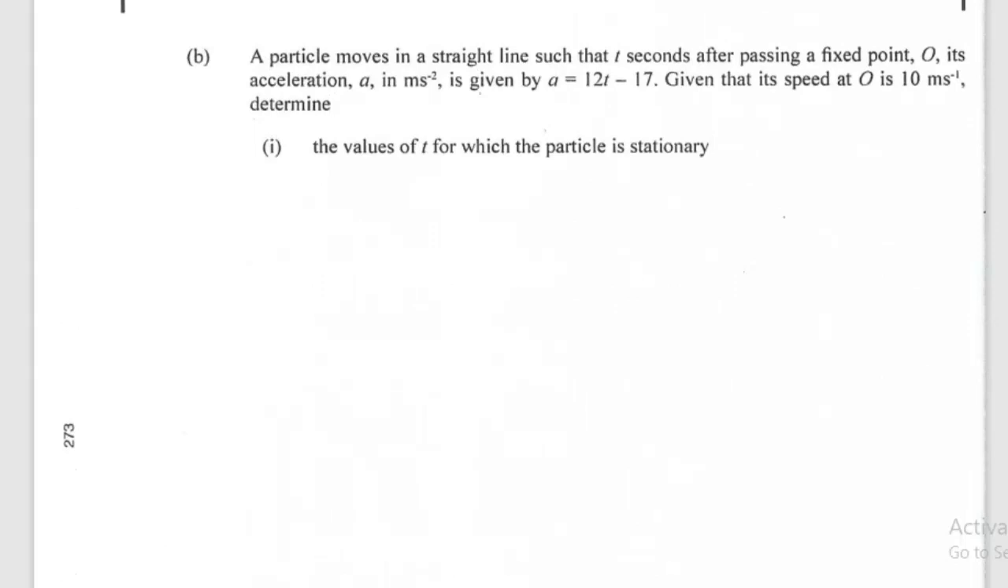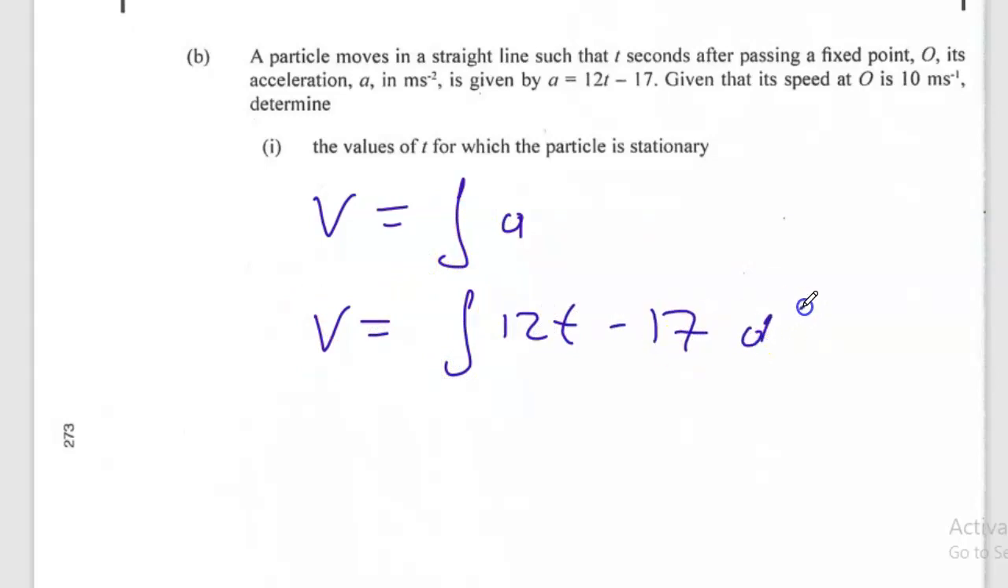A particle moves in a straight line such that t seconds after passing a fixed point O, its acceleration is given by a equals 12t minus 17. Given that its speed at O at the start is 10 meters per second, determine the values of t for which the particle is stationary. So if the particle is stationary, of course, the velocity is 0, right? We get velocity by integrating acceleration. So velocity, integrate acceleration, which is 12t minus 17 with respect to t.